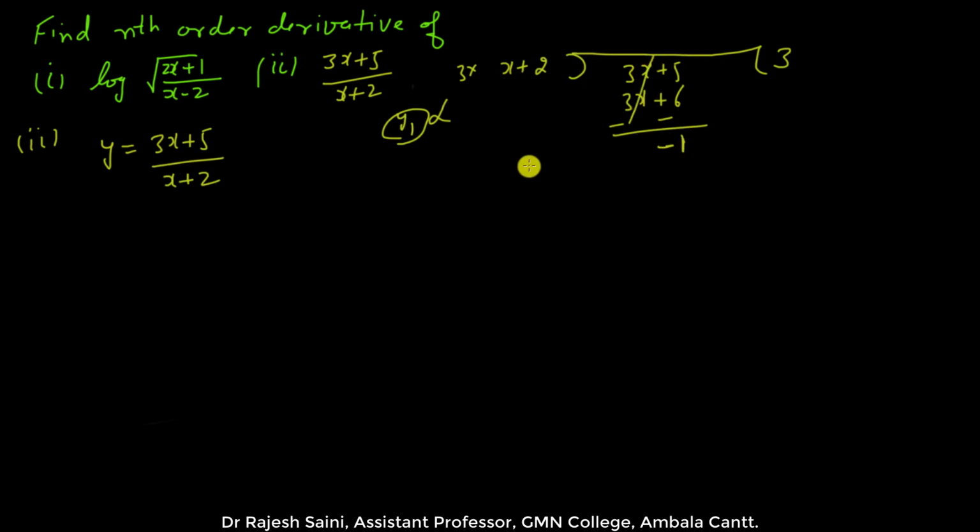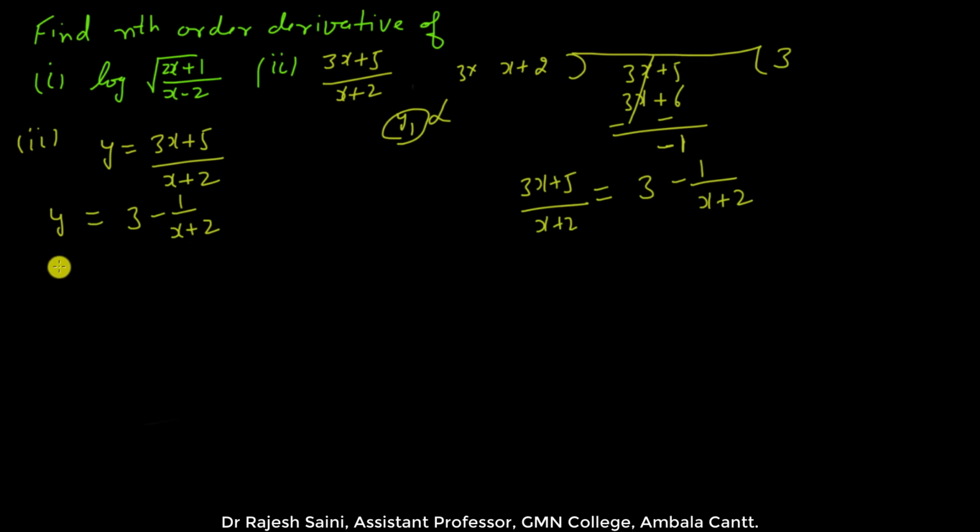So I can write 3x plus 5 divided by x plus 2 as quotient 3, remainder and x plus 2. You already know this type of division, and this I can write as this quotient. So 3 minus 1 by x plus 2. So I am going to put this over here. It will be 3 minus 1 by x plus 2.